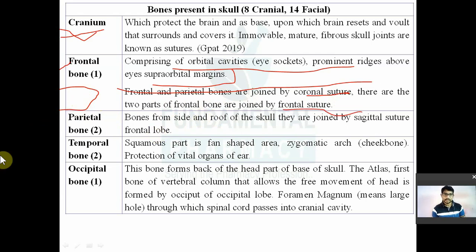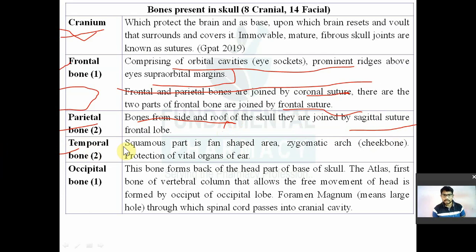Now the next one is the parietal bone. Frontal bone के आगे वाला part, that is known as the parietal bone. These are the bones which form the side and roof of the skull. जो आपका माथा म्हणतात, that is your parietal bone. Okay, so they are joined together by the sagittal suture. Sagittal suture. Next one is known as the temporal bone.